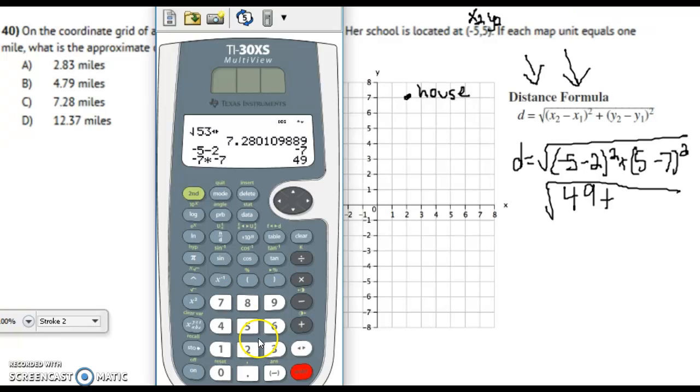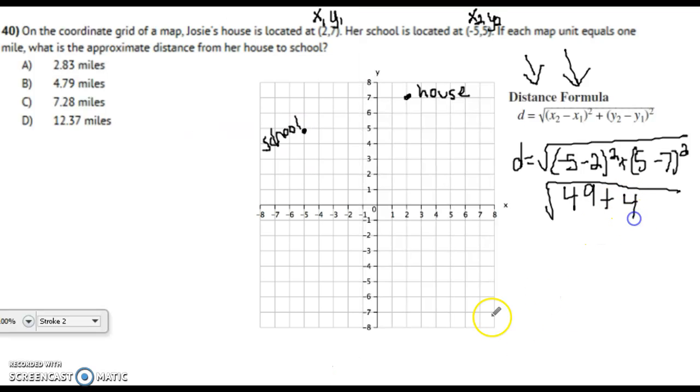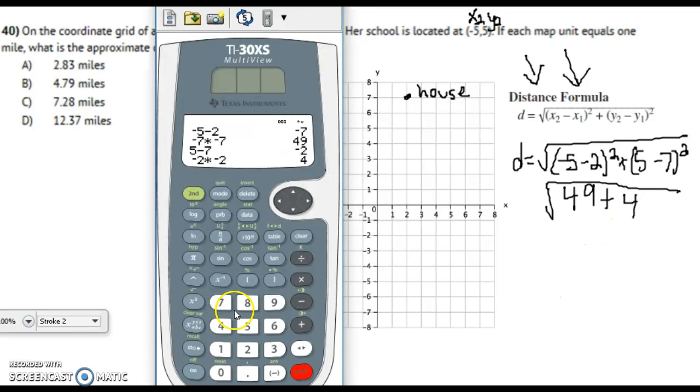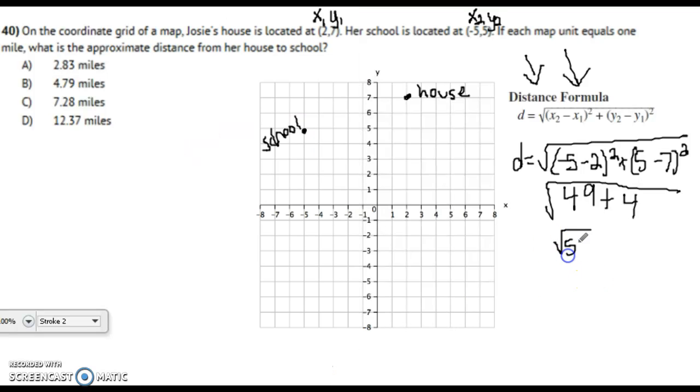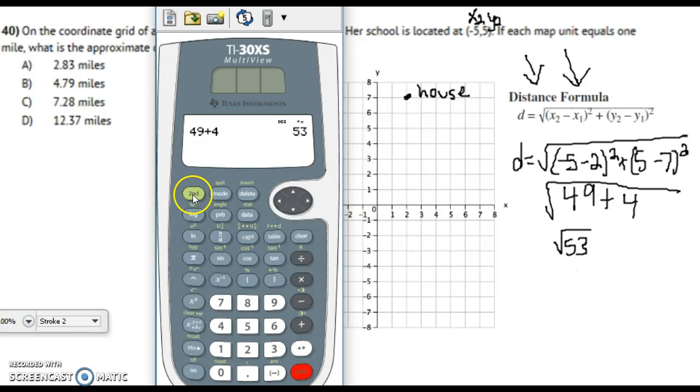And then I would do the other part, which is 5 minus 7, and then I would square that. So you can either type in -2 times -2, or you can type in -2 squared. And that is 4. And then you would need to add those together. So 49 plus 4, which is the square root of 53. And then you could type that in your calculator to get the decimal for that.